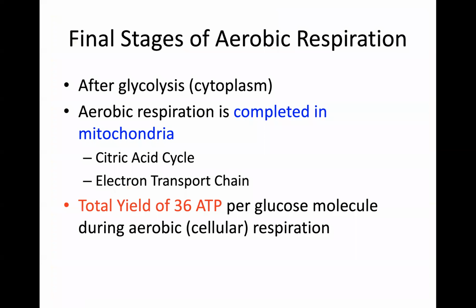Okay, so the final stages of aerobic respiration after glycolysis are completed in the mitochondria, right? And now these final stages do require the presence of oxygen, right? Because we said this is aerobic respiration. In the absence of oxygen, this process would take another turn to anaerobic respiration if there's no oxygen present after glycolysis, all right? So aerobic respiration is completed in the mitochondria. So that's where we have the citric acid cycle and the electron transport chain. We get a total yield of about 36 ATP molecules per glucose, right, during aerobic respiration.